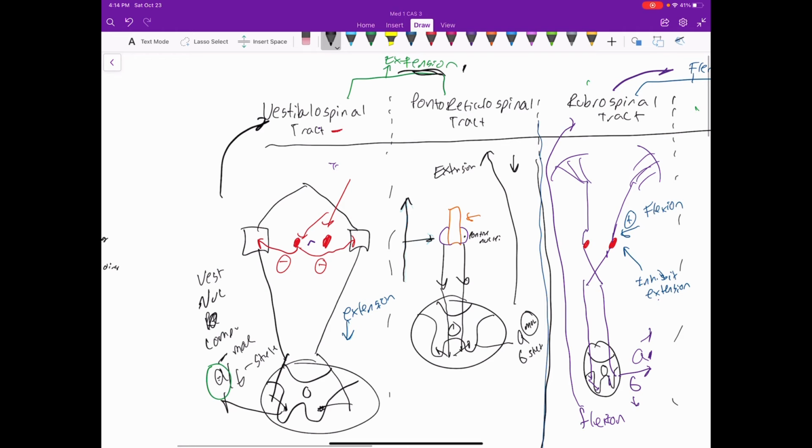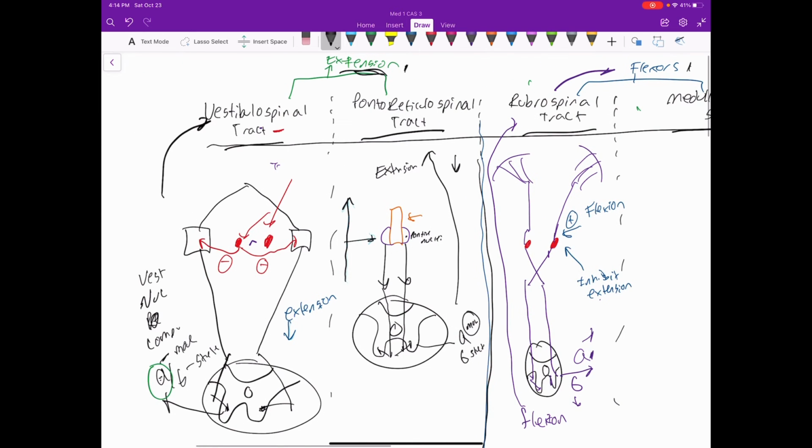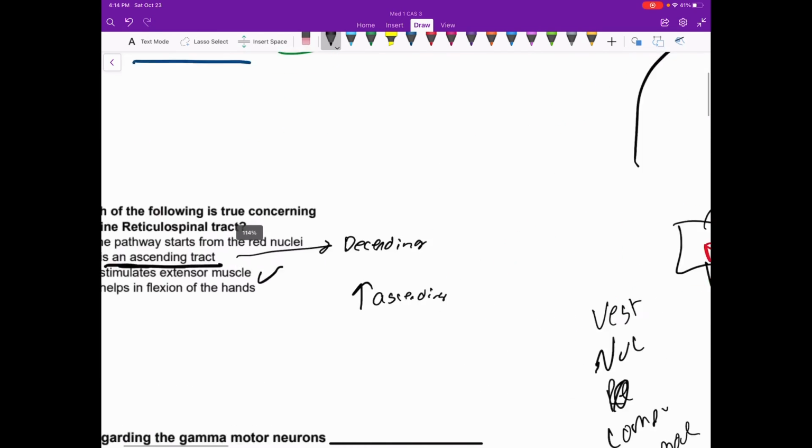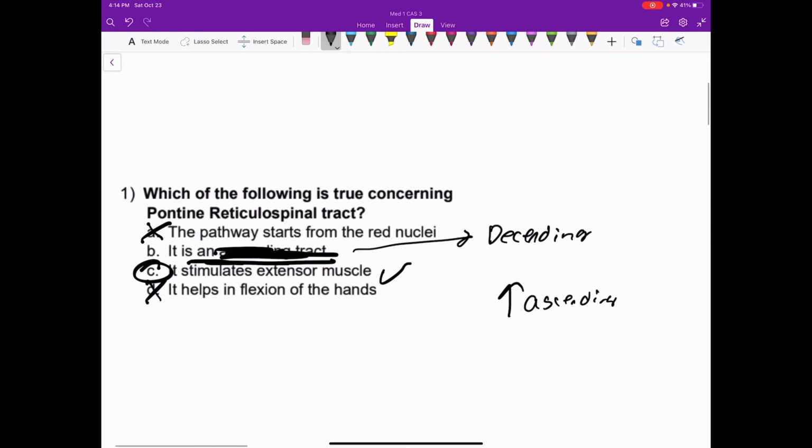All of these tracts, we need to know: Vestibulospinal, Ponto reticulo, Rubro, and Medullary. These are all descending tracts, so they're all sending motor supply. Okay, so that is wrong. It is descending, not ascending. What is our answer choice then? C, it stimulates the extensor muscles.